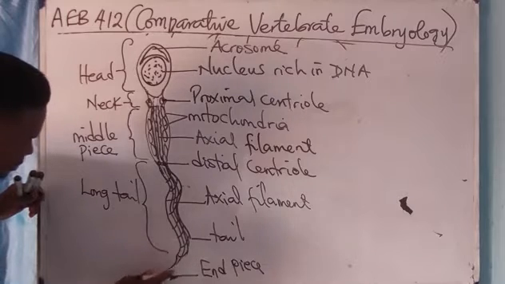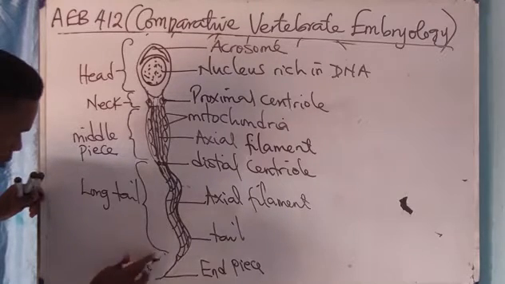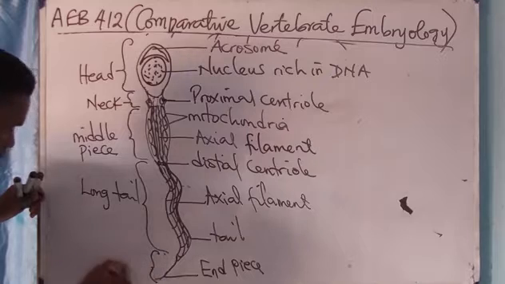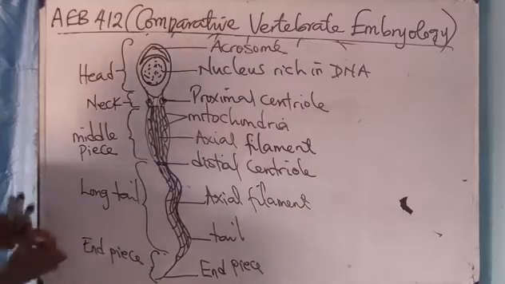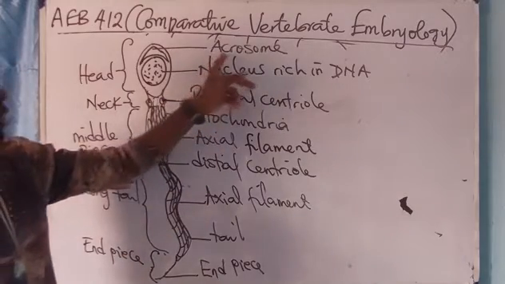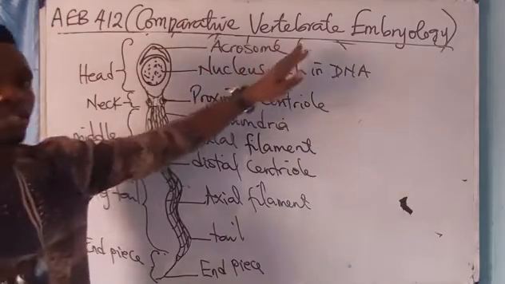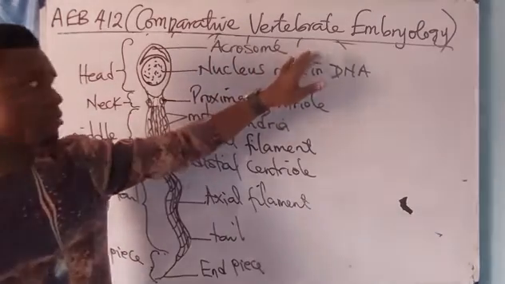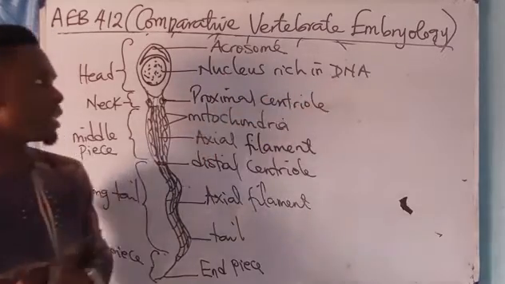Let me just stop it here. This very part is called the end piece. So this is a diagram of the sperm. Now, looking at the acrosome, it is found inside the head. It has what? Lytic enzyme that dissolves the egg during what? Fertilization. I said the nucleus is rich in what? DNA.